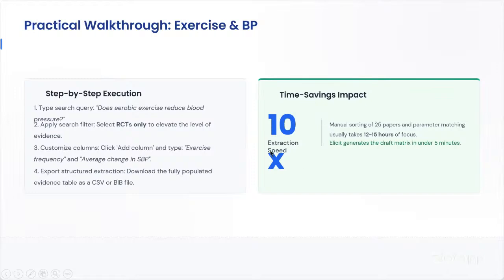It says online that it can help you extract data up to 10 times as fast, right? So if you're doing 25 papers, which usually takes 12 to 15 hours, you can make the draft in under 5 minutes, but that obviously isn't including you revising it. You still need to revise it, but it can theoretically reduce the workload, which used to be 15 hours, to under 5 minutes.